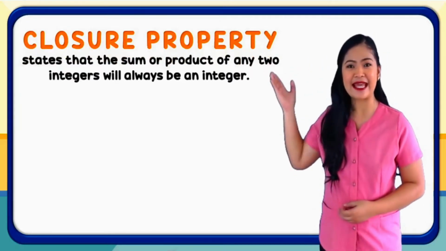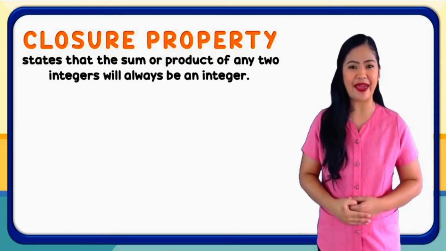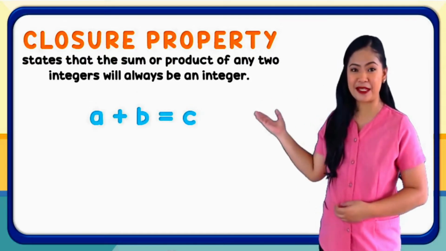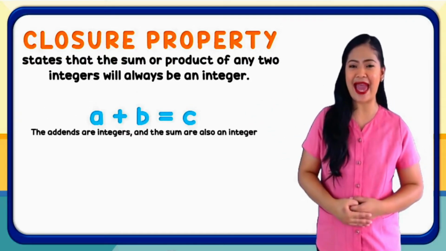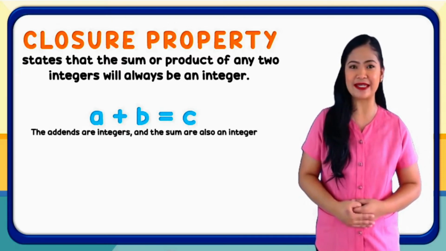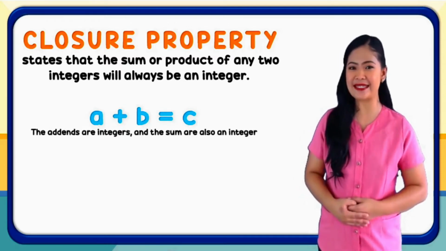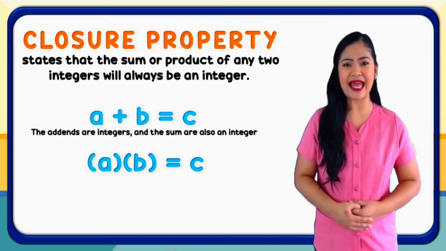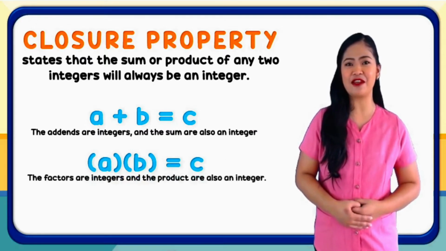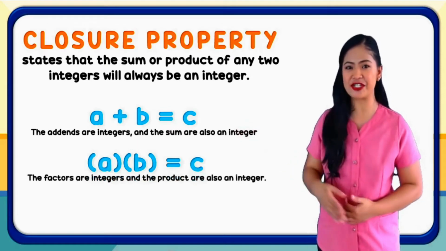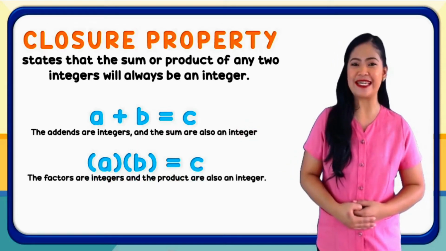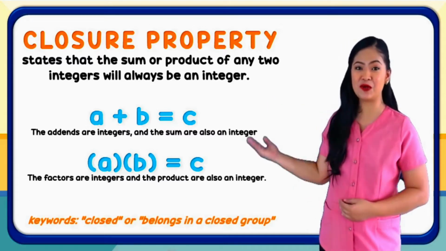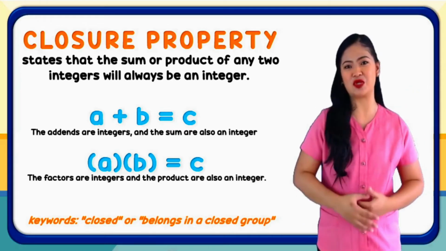Closure property states that the sum or product of any 2 integers will always be an integer. In a plus b is equal to c, if the addends a and b are integers, then the sum, which is c, is also an integer. Furthermore, in a times b equals c, if the factors a and b are integers, then the product, which is c, is also an integer. Remember these keywords: closed or belongs in a closed group.